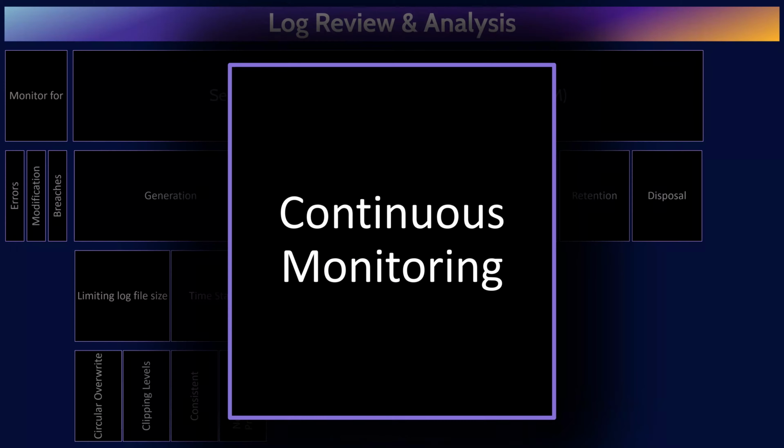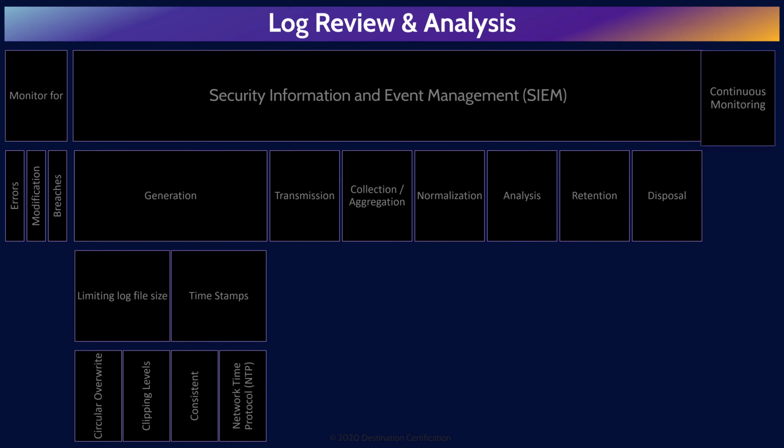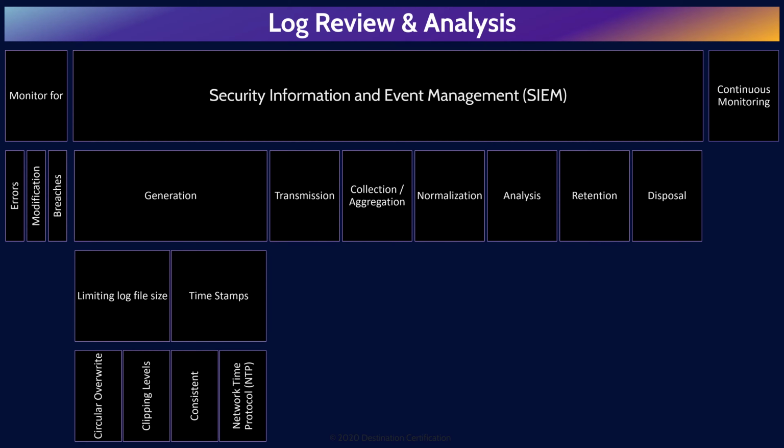Continuous monitoring, or sometimes referred to as continuous security monitoring, is the process where an organization identifies all their systems, identifies the risks associated with each system, applies the appropriate controls to mitigate the risks, and then continuously monitors the controls to assess their effectiveness against the ever-changing threat landscape. And that is an overview of logging and monitoring from a security perspective.